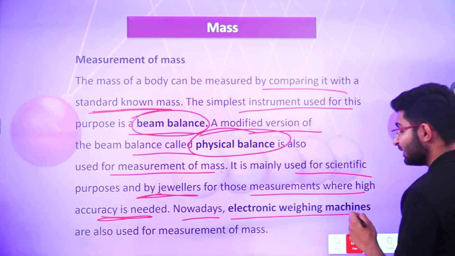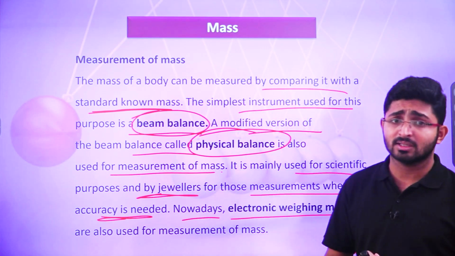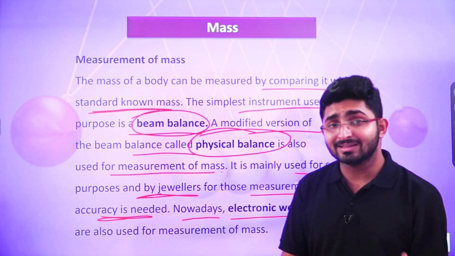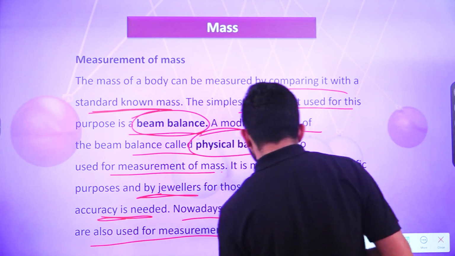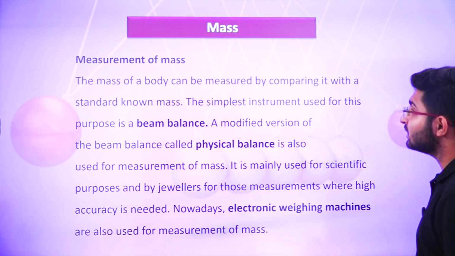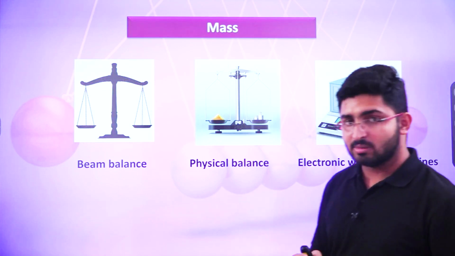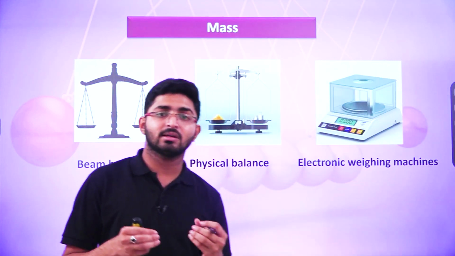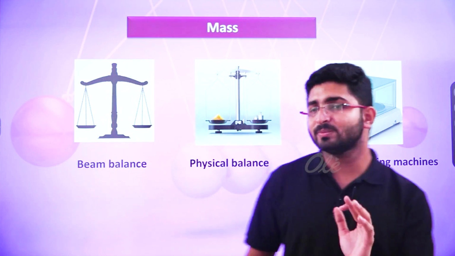Nowadays, in the current scenario, electronic weighing machines are also used for measurement of mass, as they can measure the accurate mass of a particular object. On the other screen you can see the images of a beam balance, a physical balance and an electronic weighing machine. These three instruments are basically used for the measurement of the mass of a particular object. I hope this is clear to you.